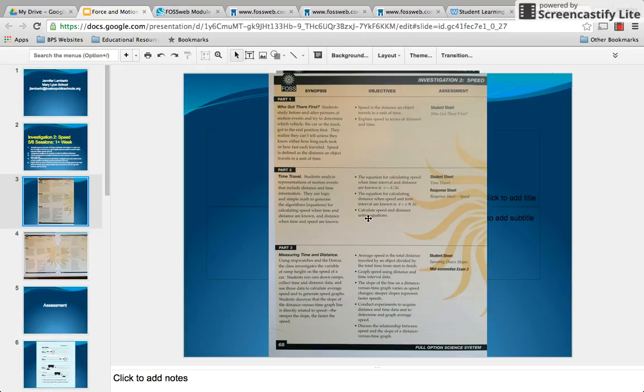And then finally, part 3 is an active investigation where they're going to be determining the relationship between the slope of a ramp and the speed of a car. And they will be collecting data. They'll be collecting time data and distance data to determine the speed, and they'll also have to graph their data.